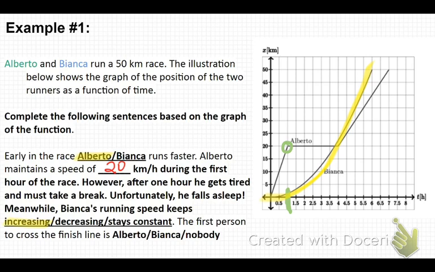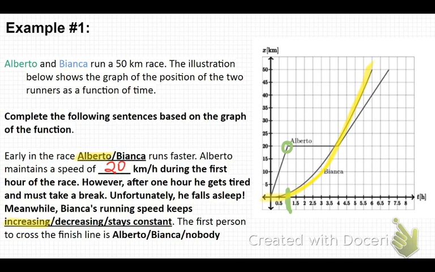Okay, the first person to cross the finish line is Alberto, Bianca, or nobody? How do you know Bianca finishes first? She's on the left side. She is on the left side, but how come it's nobody then? Or why is it not nobody? How do I know that they both finish? Because they both end on 50. Because why? They both end on 50. Yes, that's what I'm looking for.